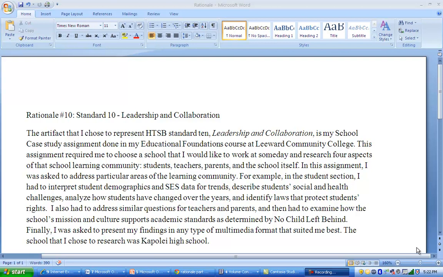And basically that was the very large project in which you looked at a learning community at a school that you wanted to work at. And you looked at the students, teachers, and parents in the school itself, and then you researched and wrote about it.